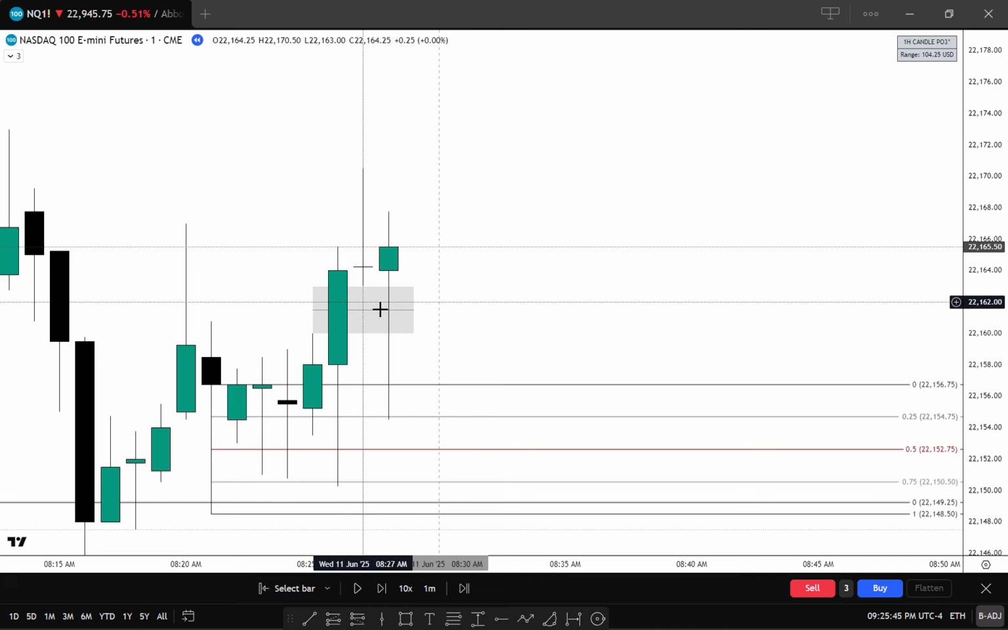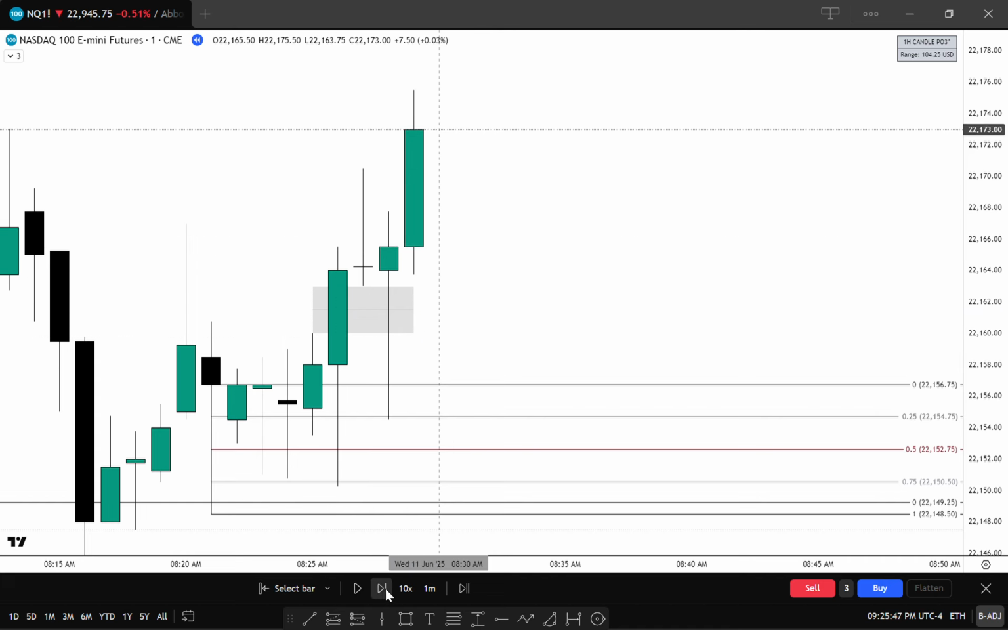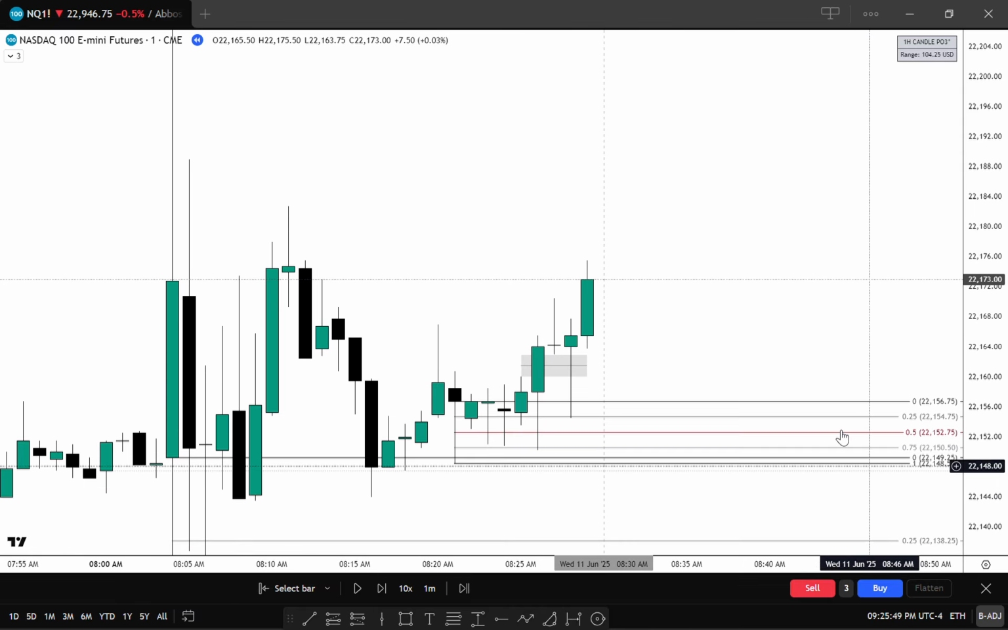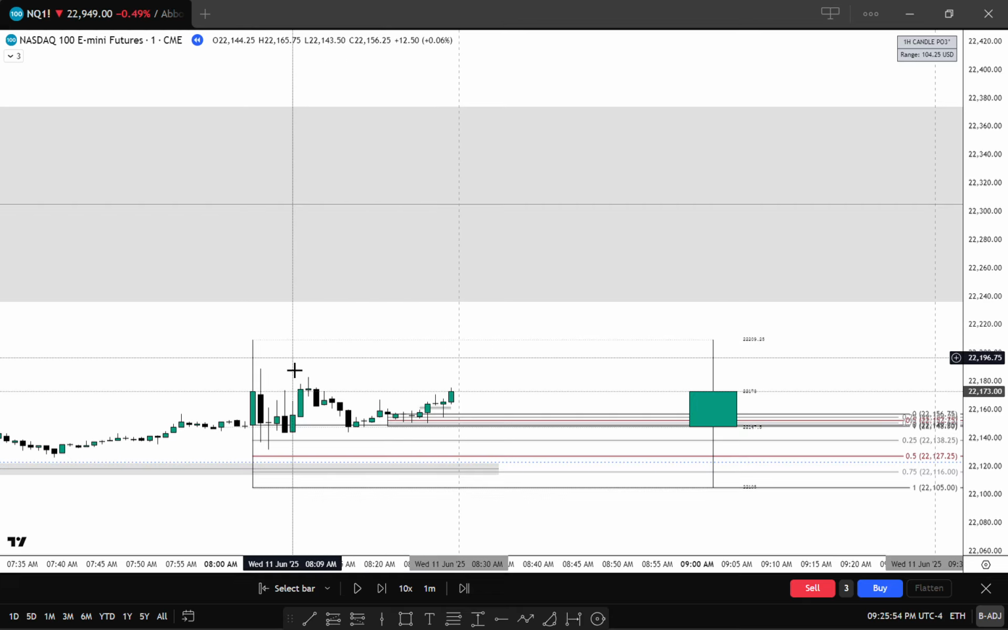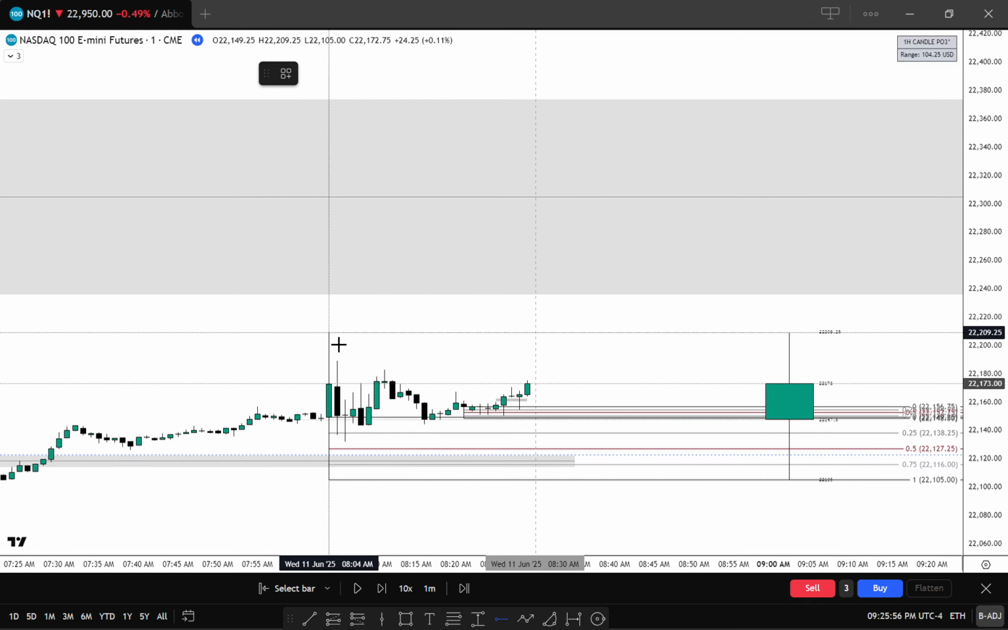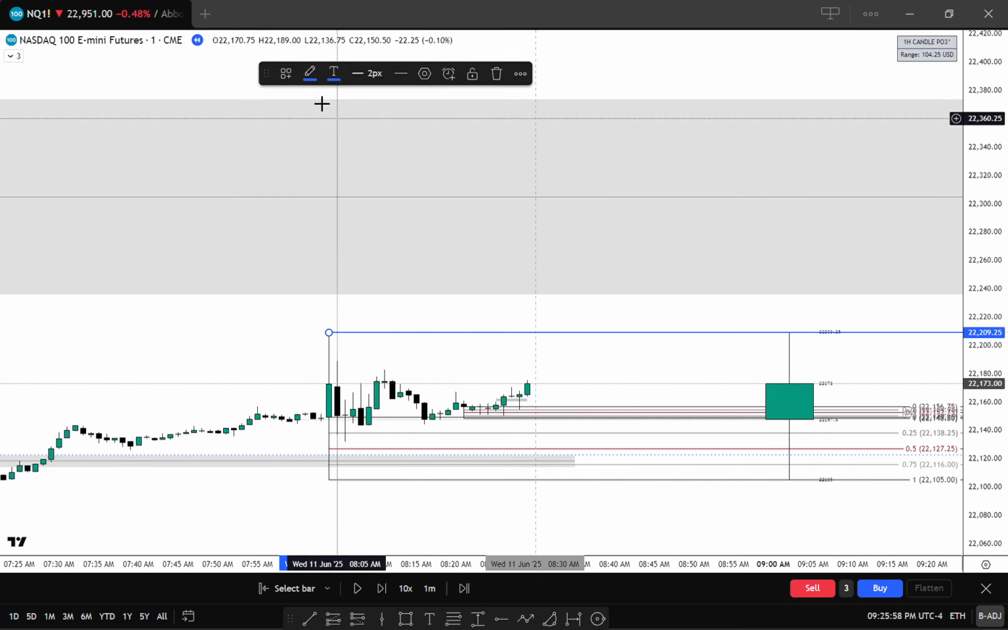So we tap into that. Let's see, did we tap into the consequent of this? Just fell shy of this long wick here. We respected this fair value gap. Then we start to climb higher, and then we know what happens.